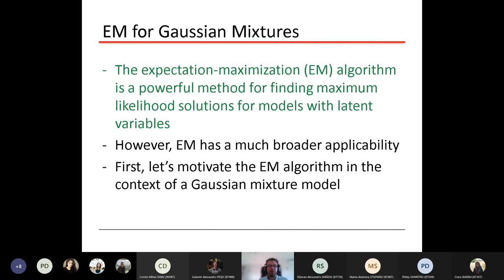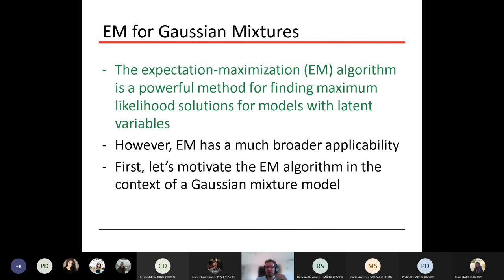So now we get to the main part of the class, expectation maximization for Gaussian mixtures. We first discuss this algorithm for Gaussian mixtures. Then we generalize it for most mixture models with latent variables. EM is a powerful algorithm for finding maximum likelihood solutions for models that have latent variables, not only observations.